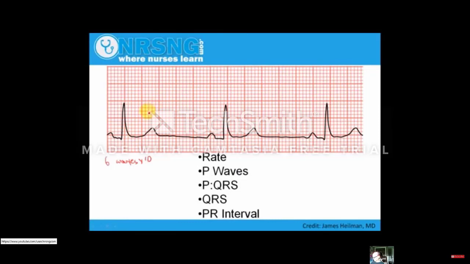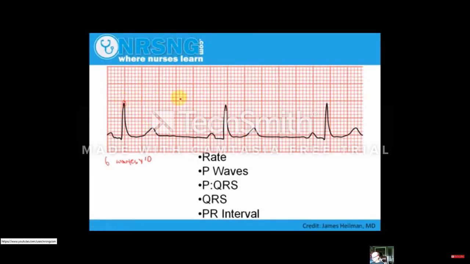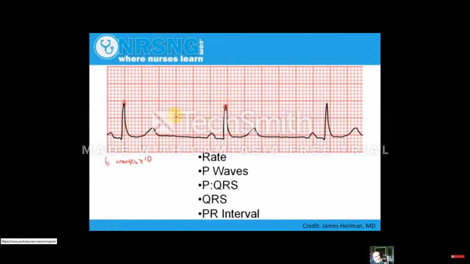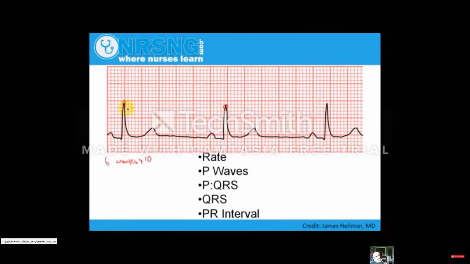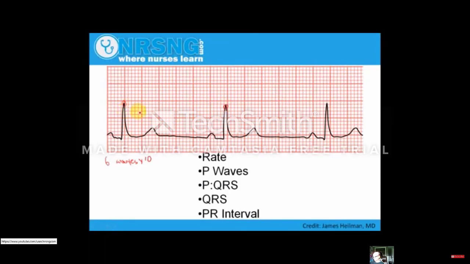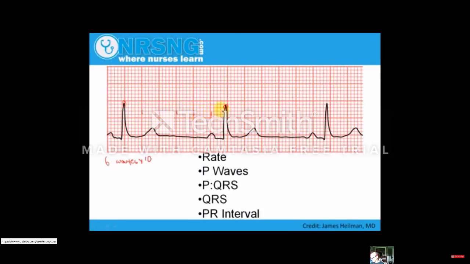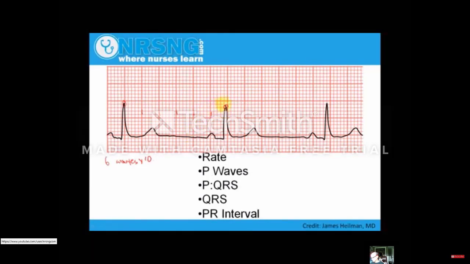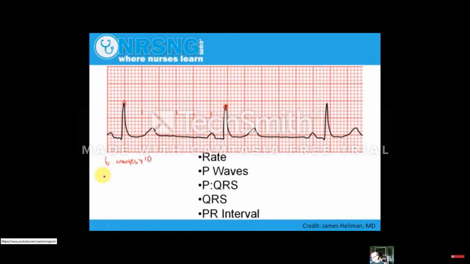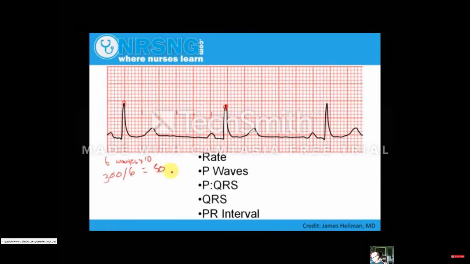So here's 2 R waves, and let's count the number of large boxes between those. So here's 1 large box, 2 large box, 3, 4, 5, about 6. About 6 large boxes. So we're going to take 300 divided by 6. That's going to give us a heart rate of about 50 beats per minute. So we've determined our heart rate. It's about 50. So we already know that's abnormal. Okay, that's below 60, so it's abnormal.